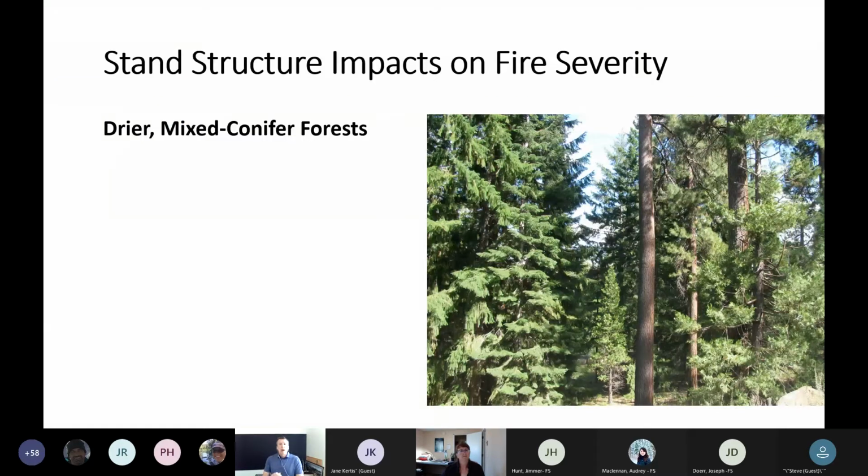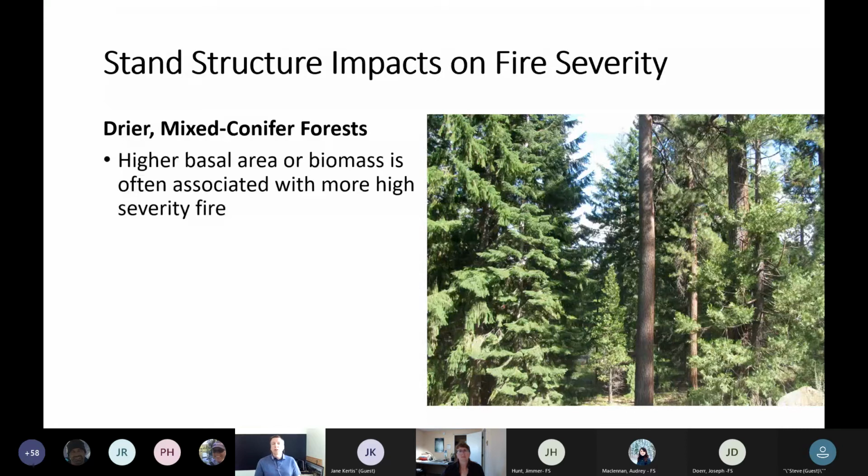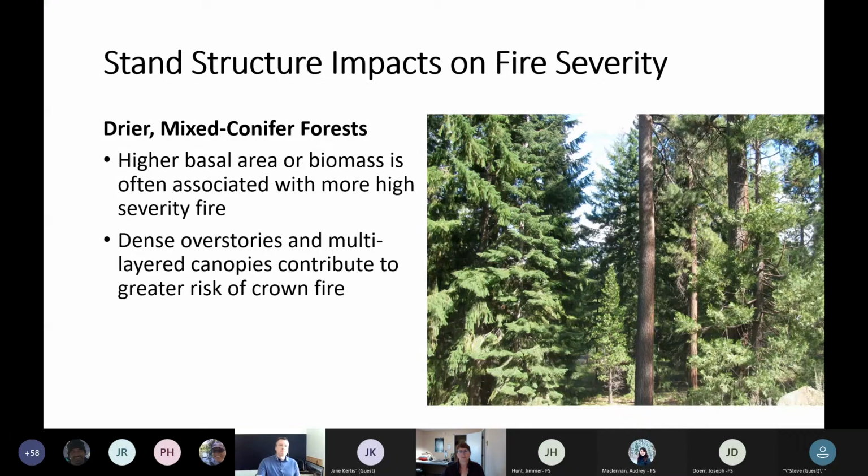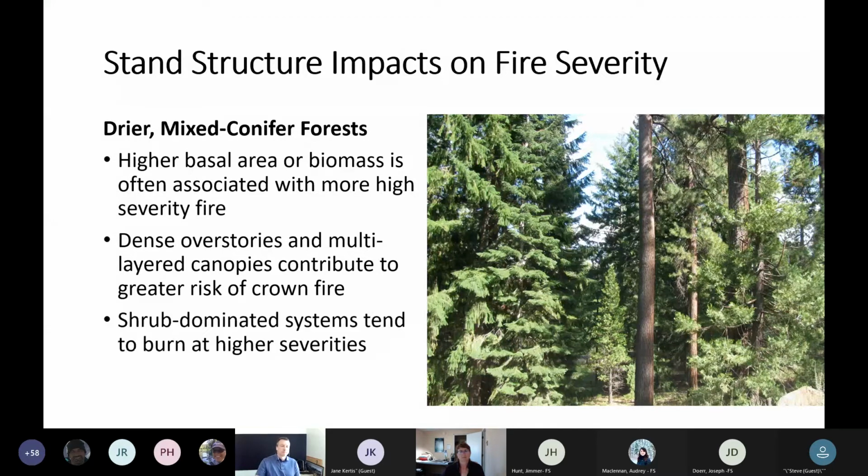Okay, so how can some of these kinds of treatments impact fire severity, or more generally, how can stand structures impact fire severity? And then we'll talk a little bit about how they can impact fire behavior. We have some general lessons that we've learned from drier mixed conifer forests across the West. And those lessons are basically that denser stands with higher basal area and biomass are often more associated with high severity fire. And dense overstories with multi-layered canopies tend to contribute to greater risk of crown fire and associated with that greater risk of high severity fire.